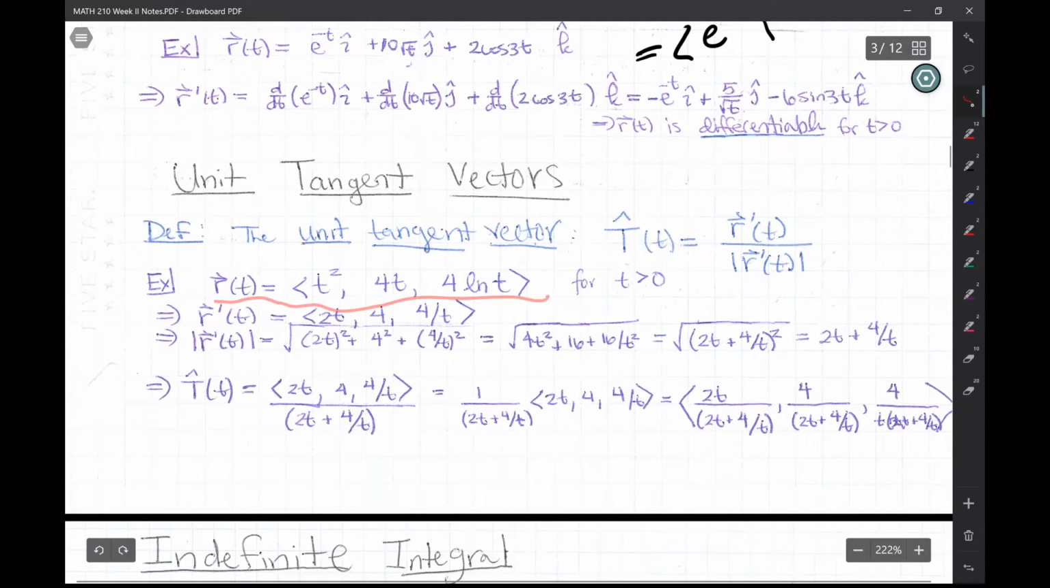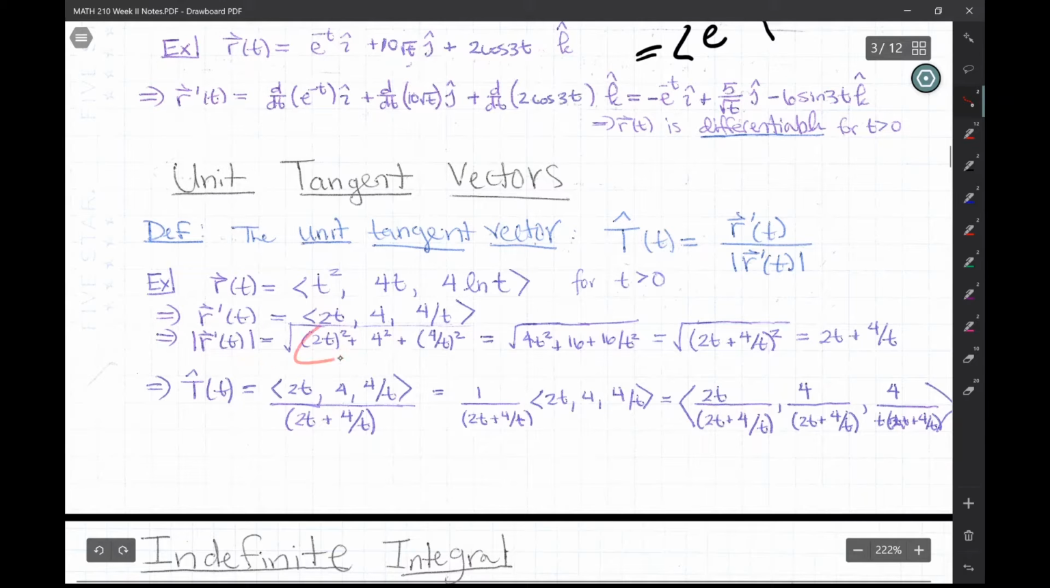Here we have r of t is equal to this vector function defined for t strictly greater than 0. We can't put anything 0 or below, thanks to this natural log. But we take the derivative, and we're pros at taking derivatives. So what's the derivative of t squared? 2t. This is going to give us a derivative equal to 4, and then the derivative of this is 4 over t. And then we could take the magnitude of this.